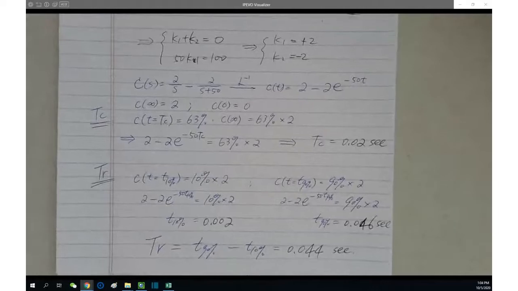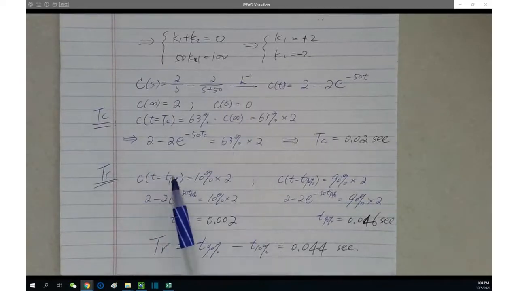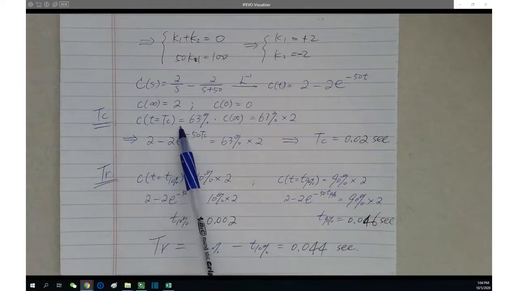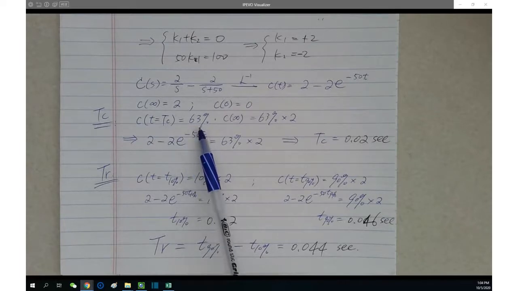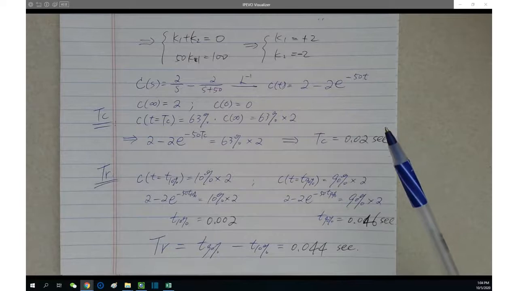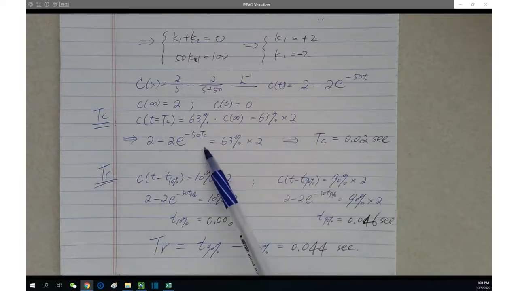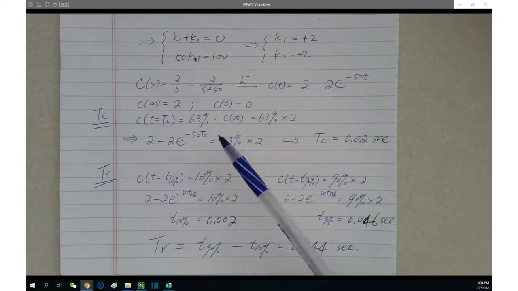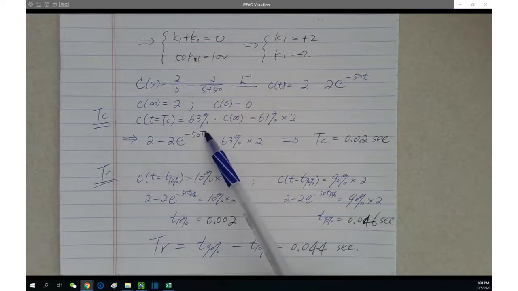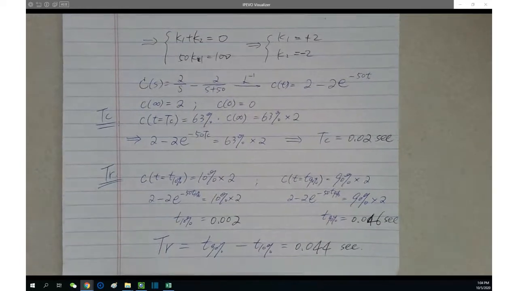And based on which we go ahead, the time constant equals the time moment at which the output reaches 63% of the rise up to the steady state value, which is the final value as well. So 63% times 2, you come up with the time moment here. So in the equation, you're solving the exponential function, right? With unknown TC. Okay, so you're solving the TC value. It turned out to be 20 milliseconds.